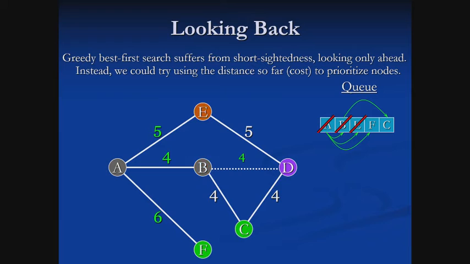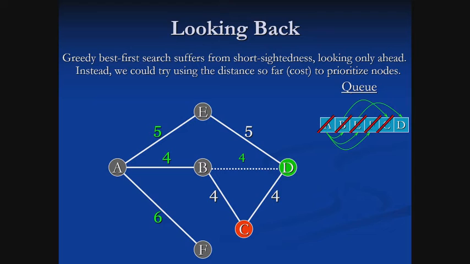All right, we come around again. We deal with E. We dequeue it from our open list, and we insert its children into our open list. In this case, D. D's total distance from our initial state A was 5 plus 5, or 10, putting it all the way at the end of our queue. Next, we deal with F. F has no children, so that's easy. Next in our queue is C, so we enqueue C's children.